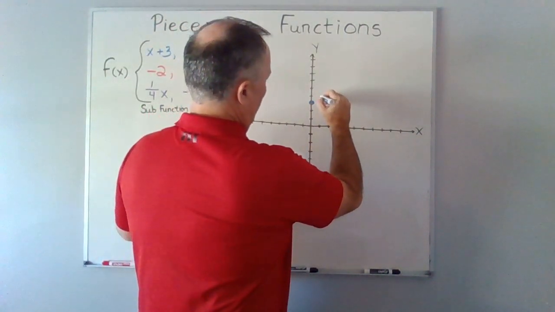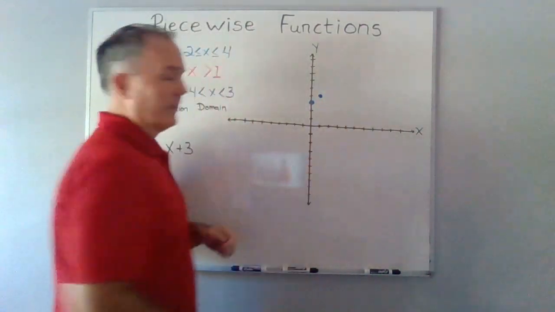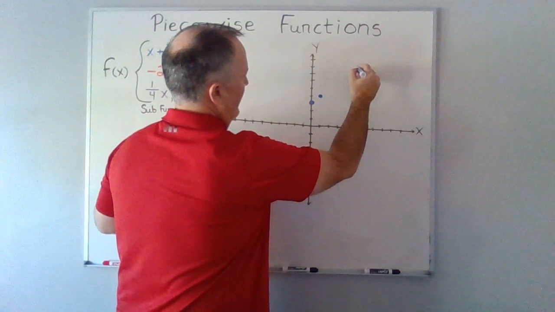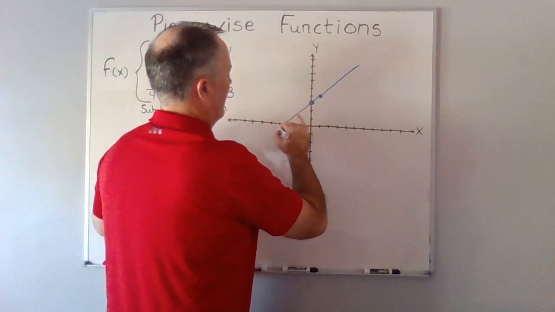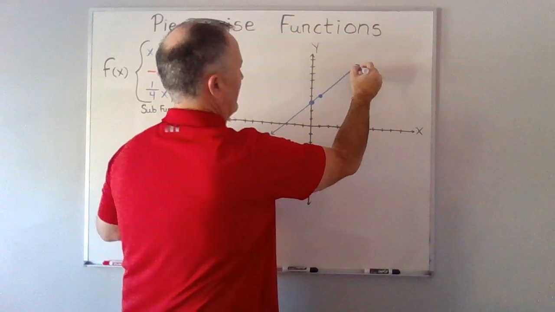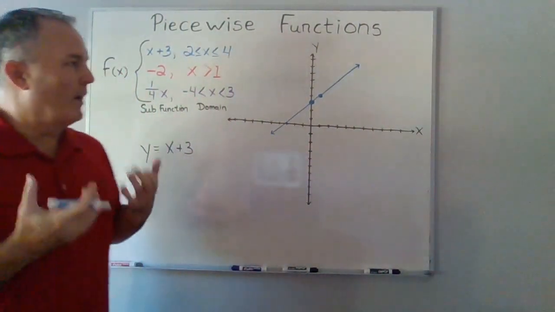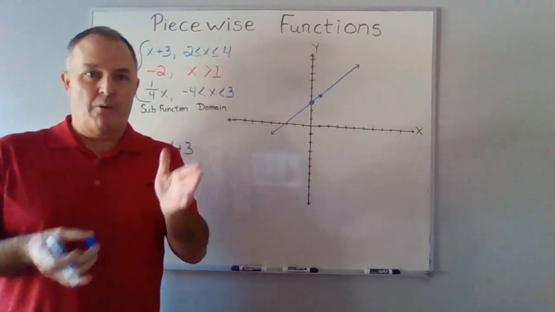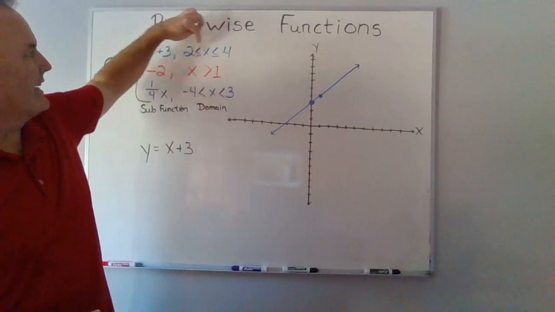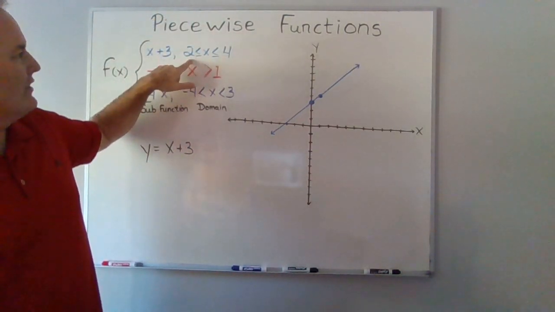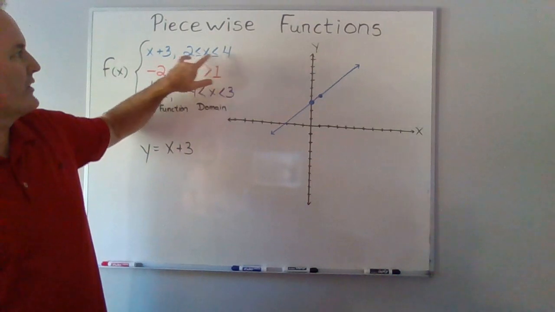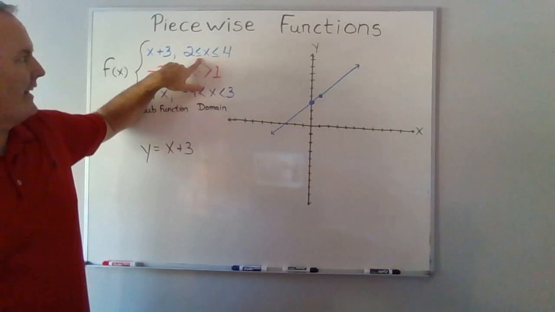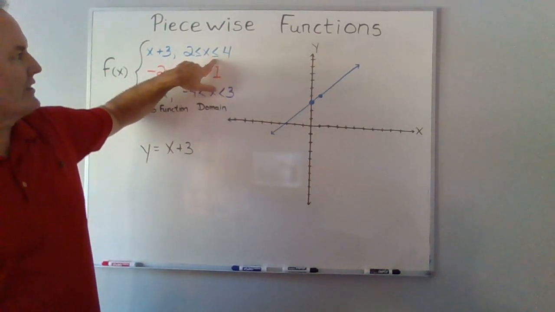Up 1, over 1. Now, normally, if I was just graphing this equation, I would draw a nice little line through here, like so, and we'd be done. However, the domain tells me where the line needs to start and where it needs to stop. And these are all my x values. So it looks like the line's going to be between 2 and 4. It's going to include 2 because it says 2 is less than or equal to x, and x is also less than or equal to 4.